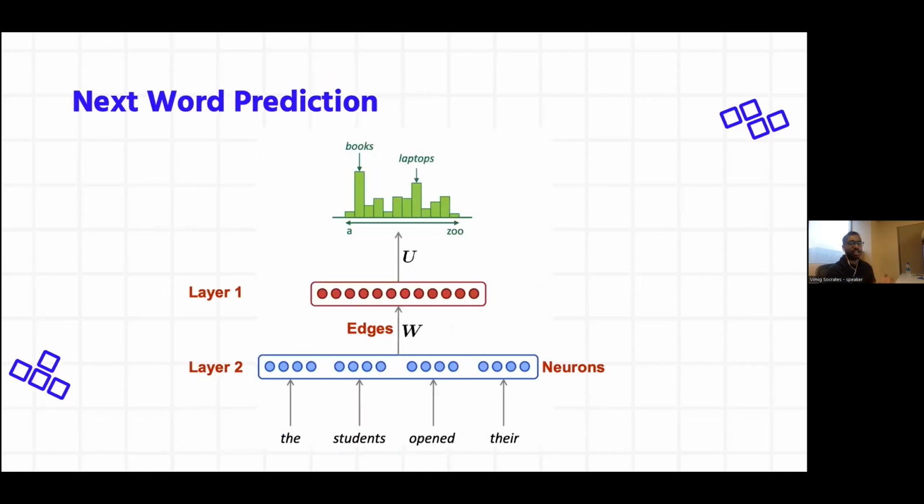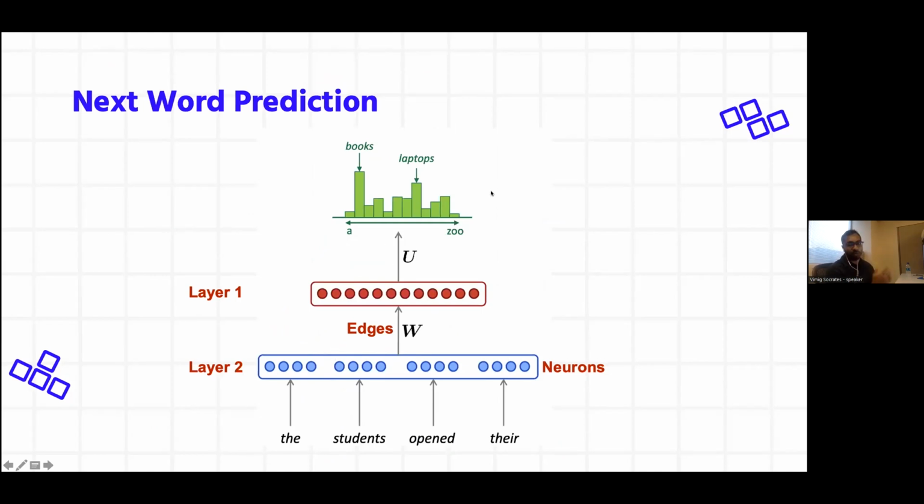Okay, so how does that apply to our task of trying to predict the next word? So we have the exact same thing here. Each of these circles is going to be a neuron. We have the input sentence. So we give the neural network a sentence: the students open there, and we're trying to predict what is going to be the next most likely word. So we still have edges, right? So we have multiple layers. We have layer 1 with all these neurons and layer 2 with all these neurons. We have edges between them.